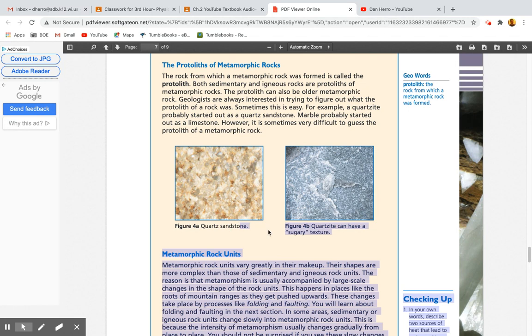Here's quartz sandstone, and here's quartzite. Quartz sandstone has kind of a rough texture. Quartzite has a sugary texture.